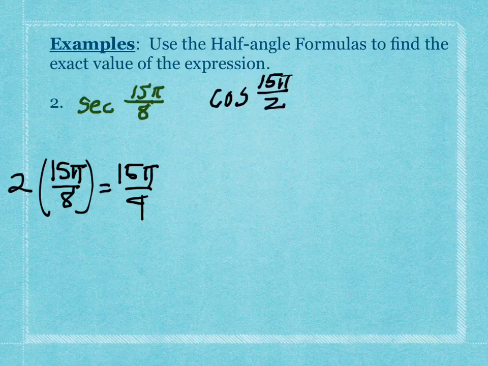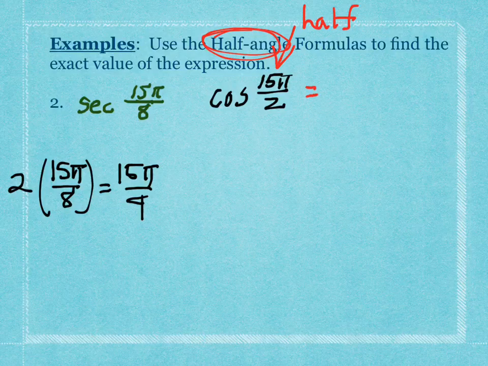Okay, so this is half of an angle that I've got. Hence the half angle part of the directions up here, right? So cosine of 15, oh, I don't know why I have a 2 there. I'm sorry, because we're using the word half, I guess. 15 pi over 8.